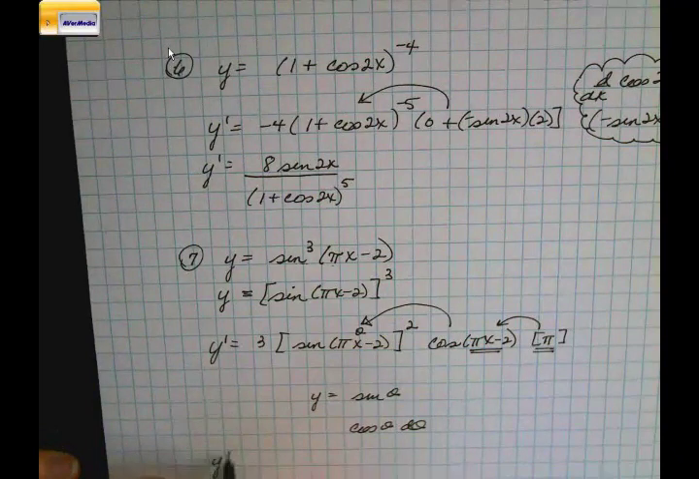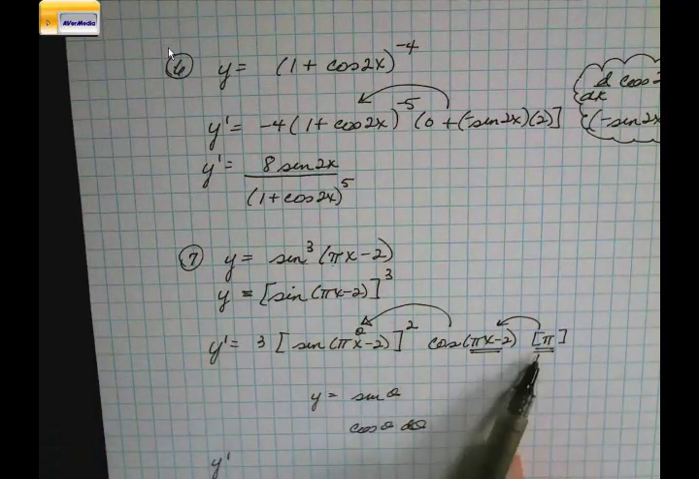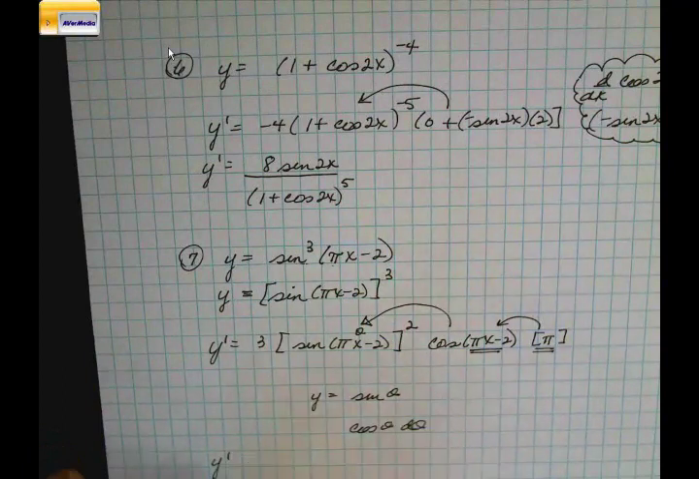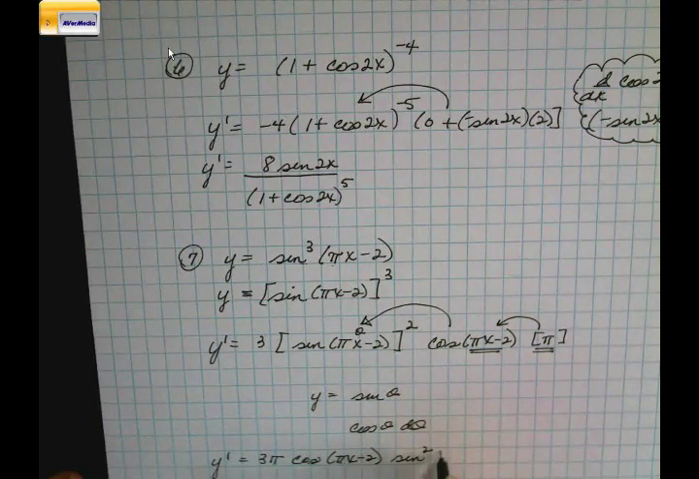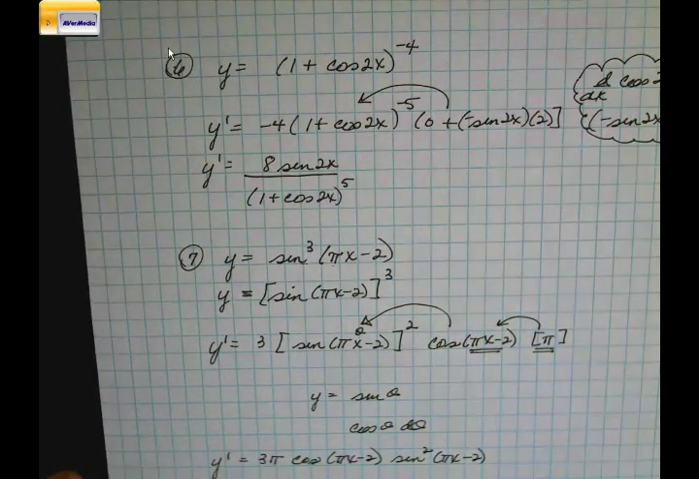So now what is all this? Is this a mess? Let me see. 3 times pi times cosine. Okay, so this is 3 pi cosine pi x minus 2. And then I'm going to rewrite this back as sine squared pi x minus 2. And there it is.